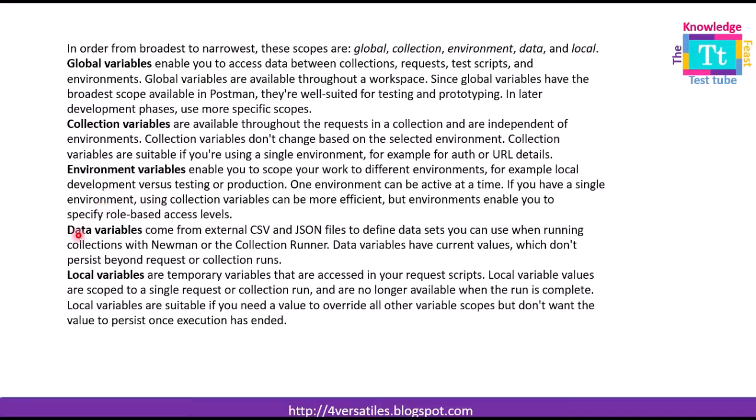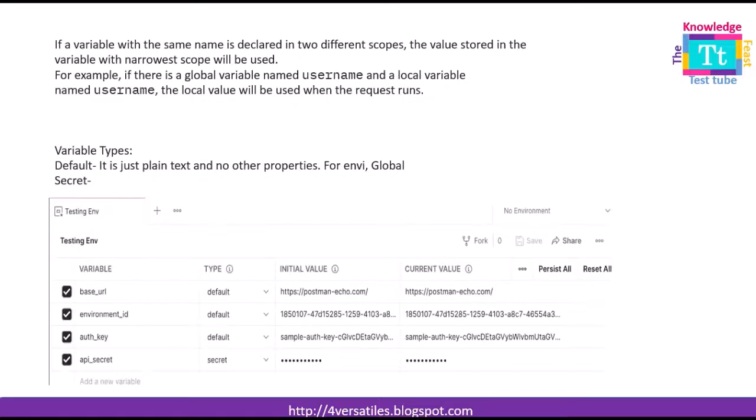How the priority comes into the picture is, for example, if there is a variable with the same name in global variables, and also a variable with the same name in collection variables and in environment variables, and there is another variable with the same name as a local variable, the highest priority goes to the local variable, and then to environment, and then collection, and then to global. So this is what this is describing about the priority.